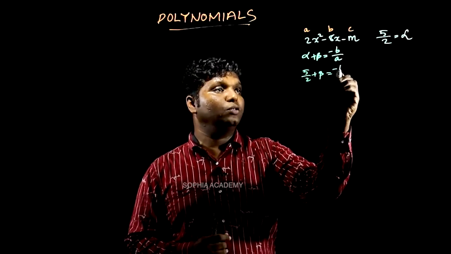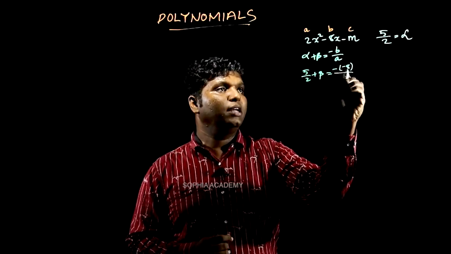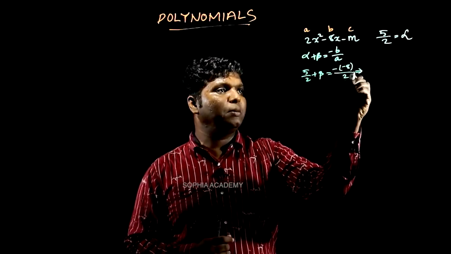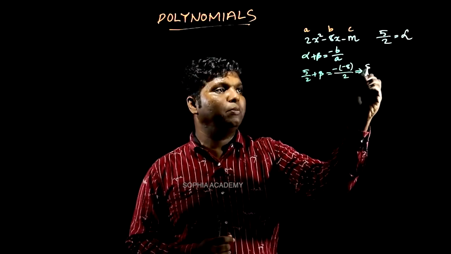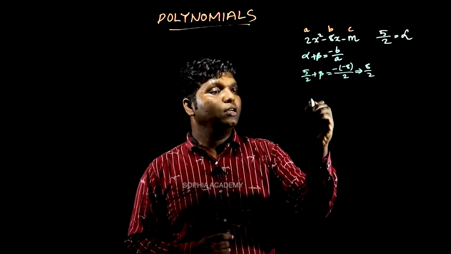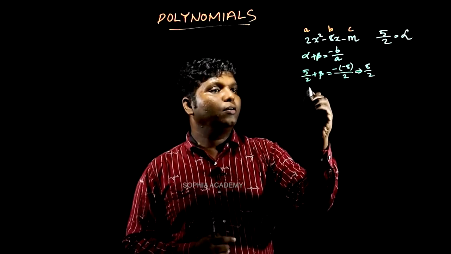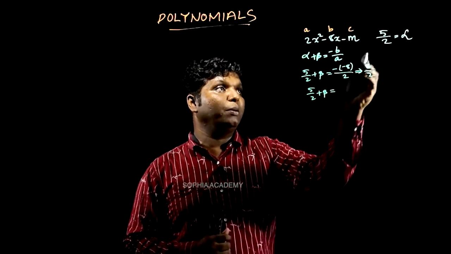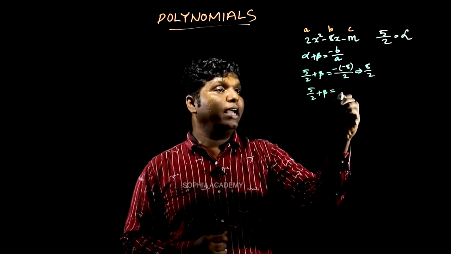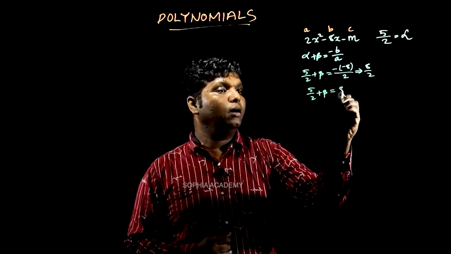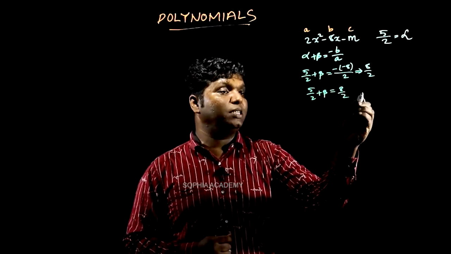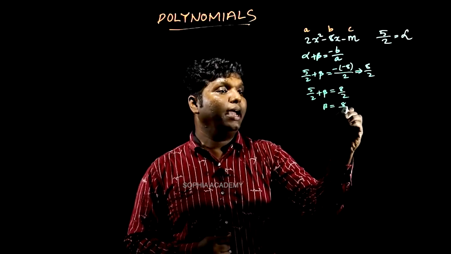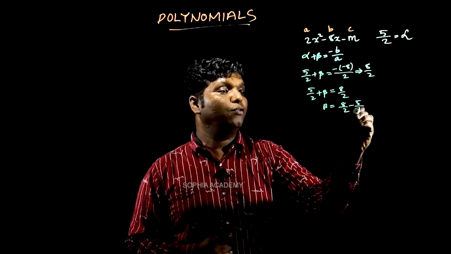It is minus 8. So it is minus 8 divided by what is A? It is 2. That implies it is minus of minus 8, which means 8 by 2. Right? So therefore we can write 5 by 2 plus beta is equal to, 5 by 2 is already given, so 8 by 2, and taking this beta to the next side, we find beta is equal to 8 by 2 minus 5 by 2.